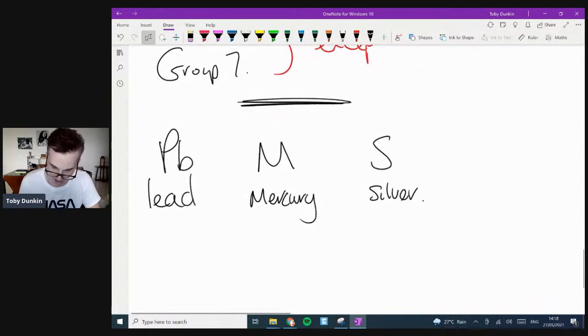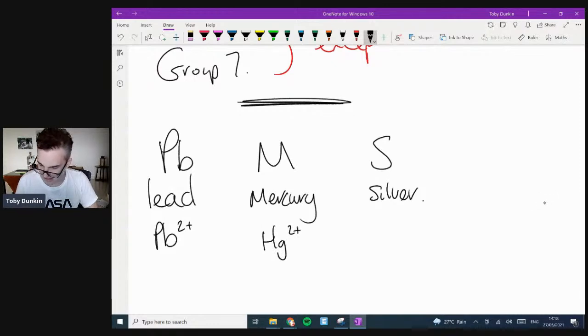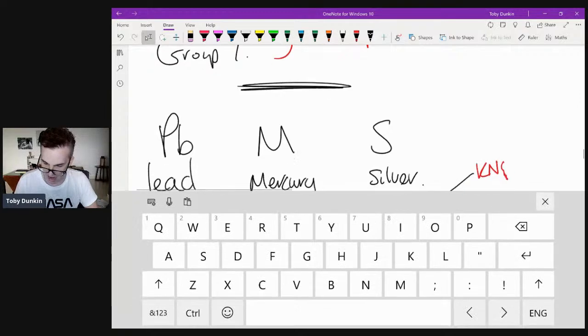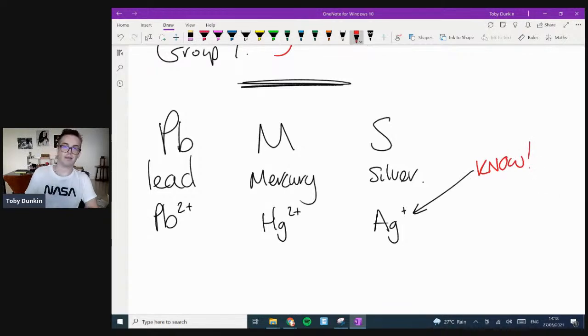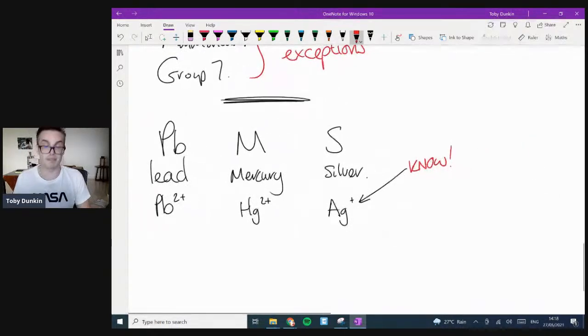Let's put some ions underneath this. Pb 2+, Hg 2+, and silver Ag+. Know that guy. Nota bene, know him. Know this guy. So silver 1+ comes up a lot. So there are exceptions to the rules.